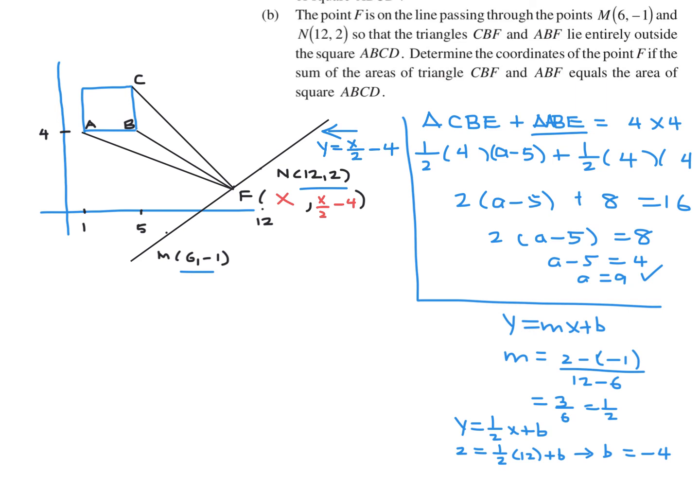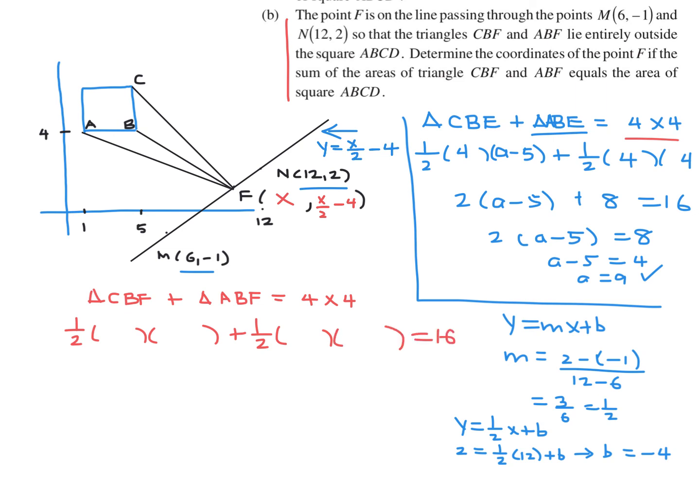Okay, so now we go back and look at what they asked us, which is that the sum of the areas of triangle CBF plus the triangle ABF is equal to the area of the square. Now the area of the square, it's a 4 by 4 square, and we did that already, I think, up here, so we're kind of familiar with that. So here we go again: 1/2 base times height, and again another 1/2 base times height, and that will be equal to 16.